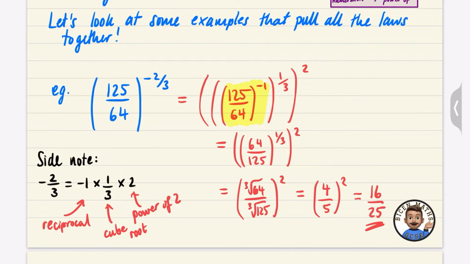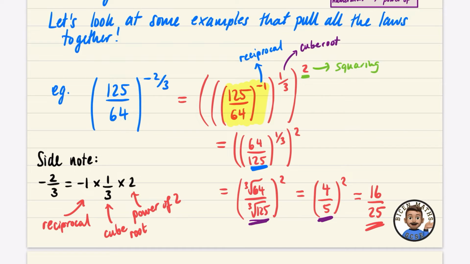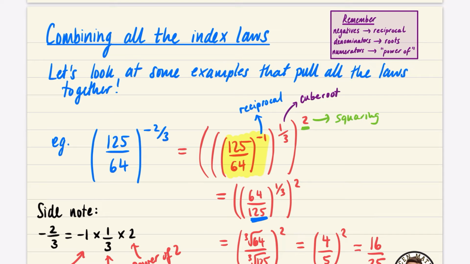So let's just quickly annotate what happened here. To go from here, the power of minus 1, that did the reciprocal. And you can see that that reciprocal took place in this bit. Then we had the power of a third, which was the cube root. And you can see that that cube root took place here and here. And then the last one that we had was this squaring part that we've got here. And that's just your normal kind of squaring. And that squaring part took place in this ending where we squared the 4 and we squared the 5. So it's like a 3-step question, and it's always going to be 3 steps if there's a negative. That's going to do the reciprocal, that's going to be the cube root, and that's going to be the power, which is what I've got written in this little purple box as a reminder.